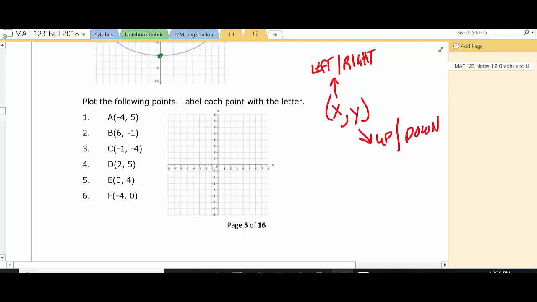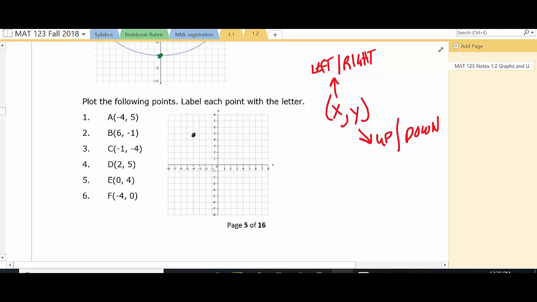So you always just start from the center, and the first number is left or right. Second number is up or down. Okay, just count both things out, and when you're done, you got your point. So number 1, you should have went from the center left 4, and then up 5.